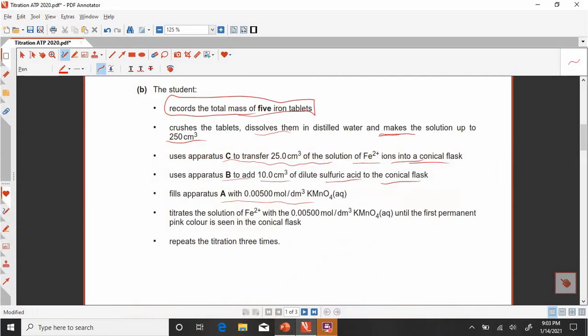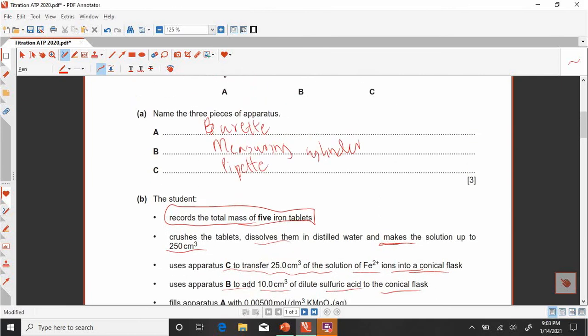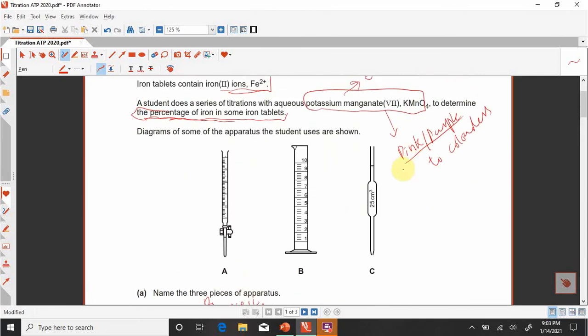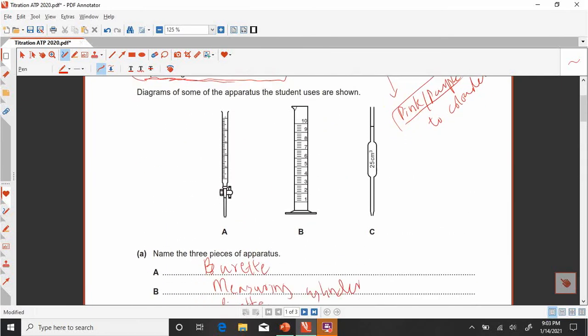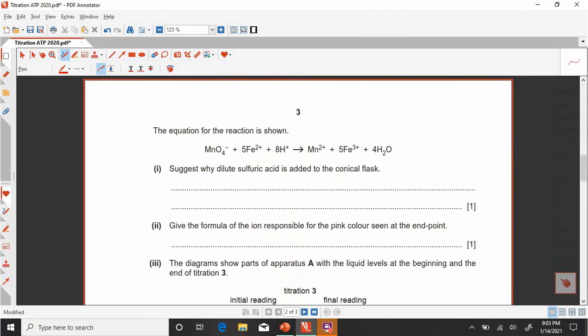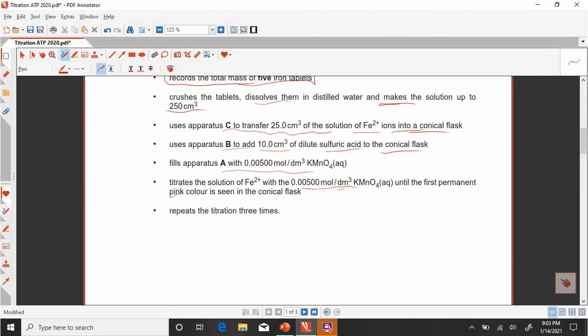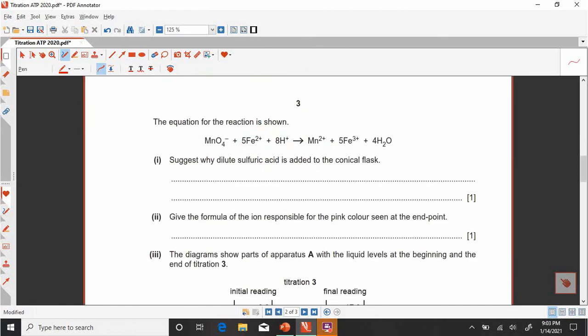So now, titrate the iron solution with KMnO4, this is the concentration of the KMnO4, because mole per decimeter cube is the unit of the concentration, until the first permanent color, which is pink, which we have already discussed. Initially we discussed what the color is, pink or purple. Okay, so now look here, a student repeats the titration 3 times. Now look at the readings.